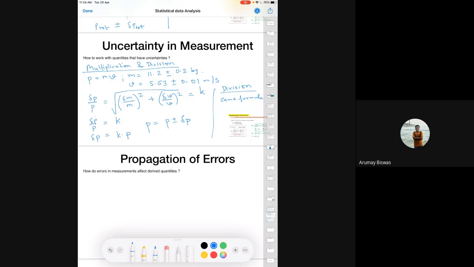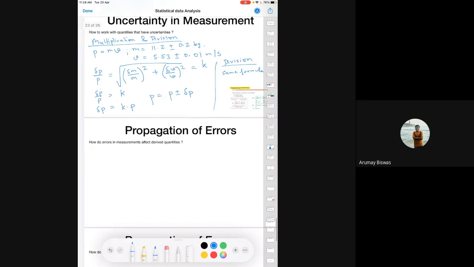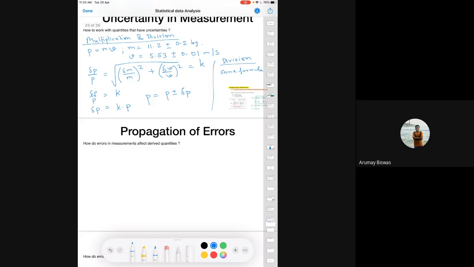Now these are just the simple operations, but what if I have some more complicated expression? Let's say I want to evaluate the kinetic energy, half mv squared, when there is an uncertainty in my mass and an uncertainty in my velocity.